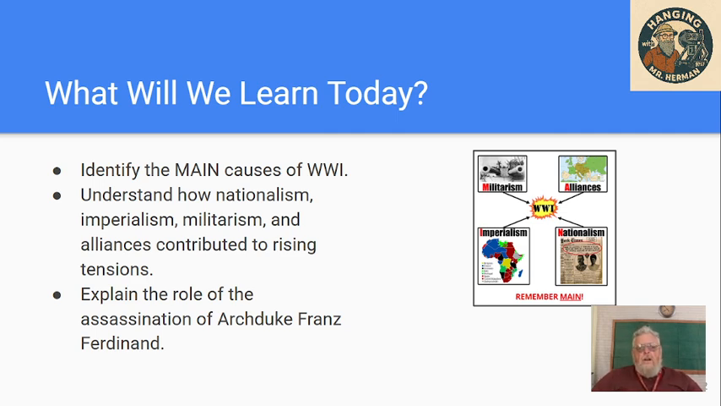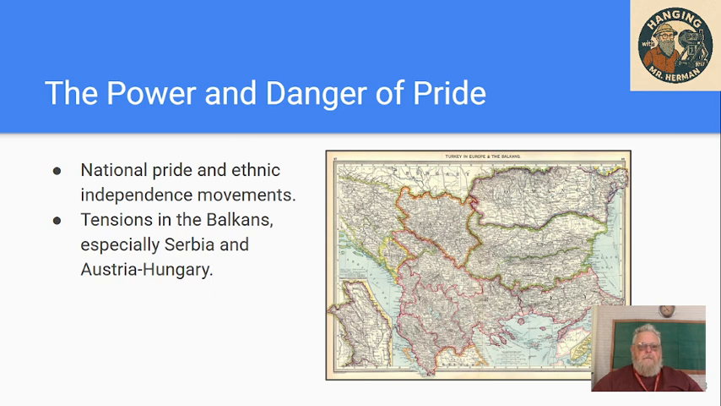Here's a quick reminder of what we're aiming to learn. Identify the main causes of World War One, understand how nationalism, imperialism, militarism, and alliances built tension. Explain how the assassination of Archduke Franz Ferdinand triggered a global war. Let's wrap up this breakdown with the last two key pieces.